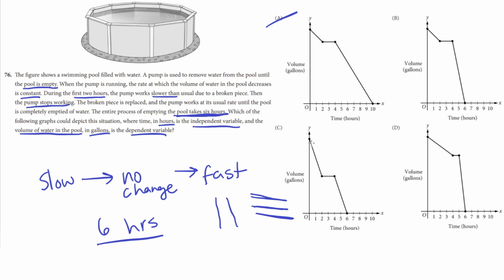Let's look at graph C though. We see the volume is going down, then it stops while we are replacing the piece, and then it goes down again. But it seems that the slope, the steepness of this line, is about the same as it was up here. That can't be the case because, as we were told in the problem statement, initially the volume was going down slowly because the pump was working slower than usual in the beginning because of a broken piece. So we can rule out answer choice C.